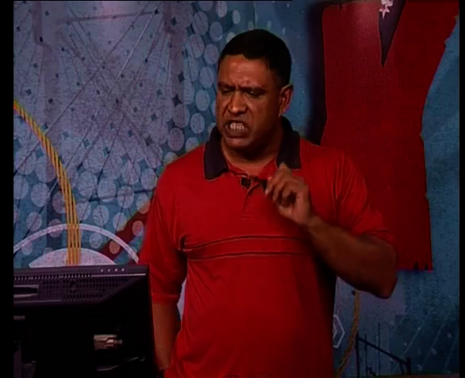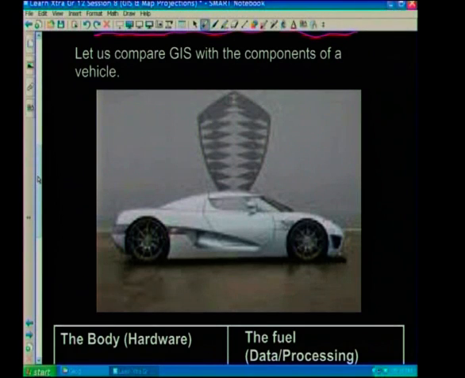Okay, let's look at the 5 components. Now we can actually compare the 5 components of GIS to a car. I would love this to be my car, but unfortunately it's not. It's one of those sports cars which I cannot afford. Okay, but let's look at it.